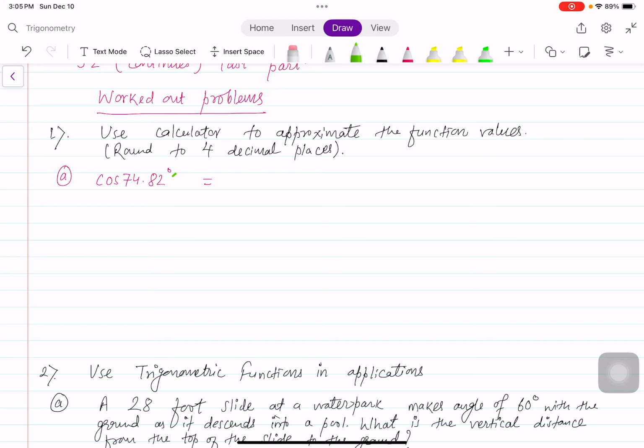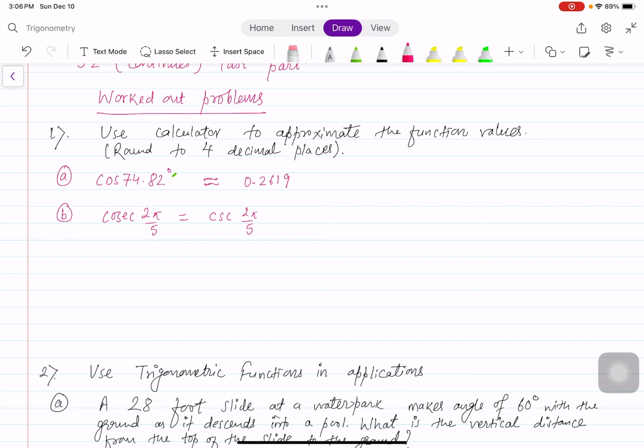So use your calculator, make sure it is in degrees mode, and use it to find this value, which turns out to be 0.2619. Similarly, another problem, cosecant 2 pi over 5, or some people also like to write it CSC, cosecant 2 pi over 5.